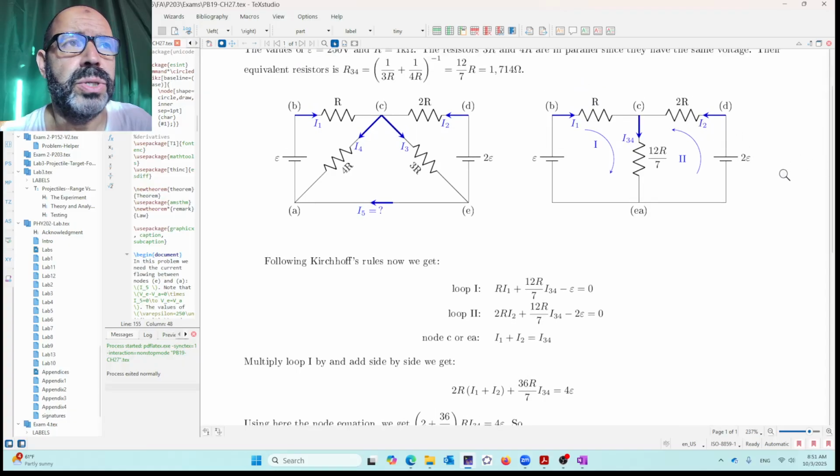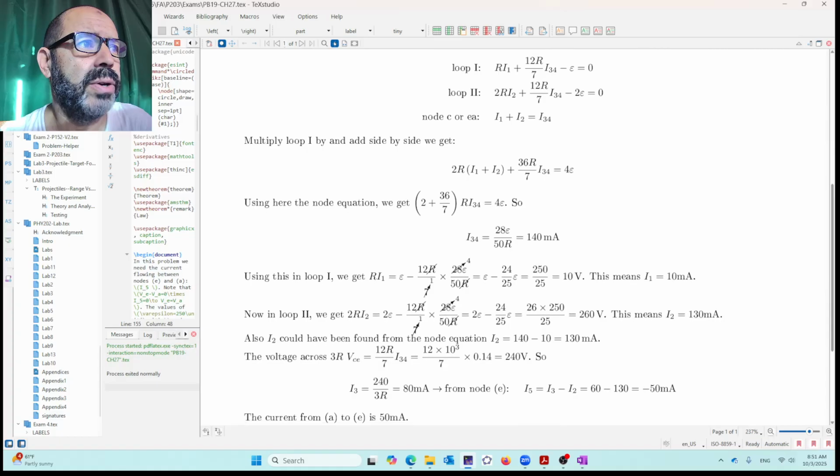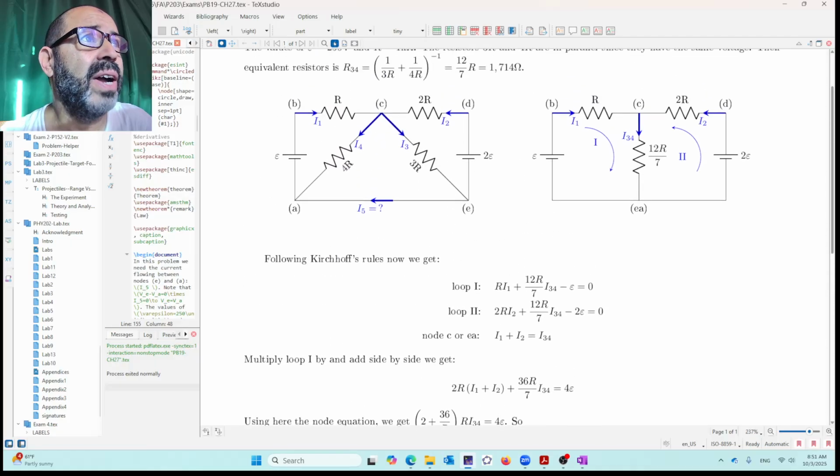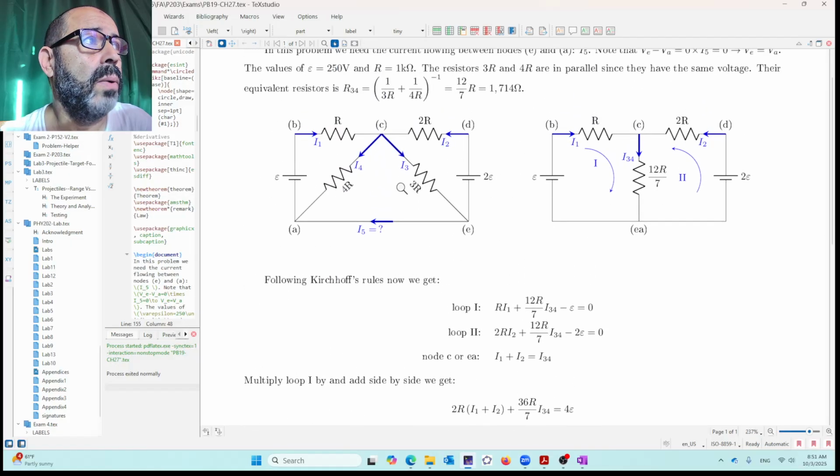When you divide 260 by 2, you get 130. But don't forget you have an R, which is a kilo ohm. So the kilo, when you invert it, will become a milli. So the current in here is 130 milliamp. So we have I1 and I2. Now we can find I3 and I4, okay?